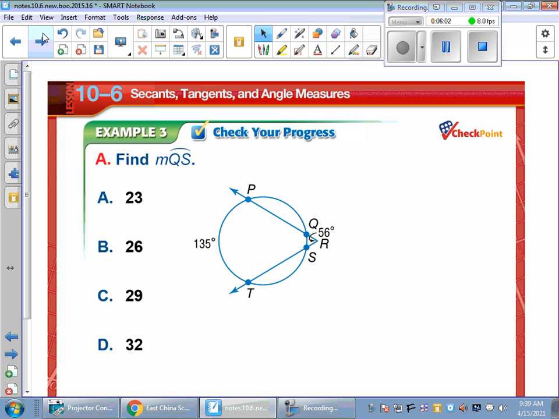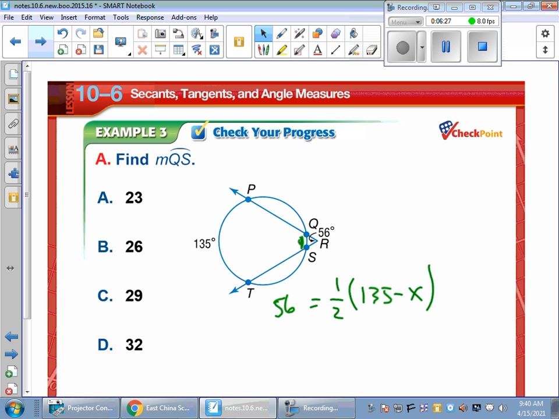So then this right here, we're going to apply that equation. So we're going to go 135 minus x. So QS is this arc right here. This arc right here is QS. I'm going to call that x. So 1/2 of that equals the angle. So the angle, 56, equals 1/2 of those arcs subtracted.